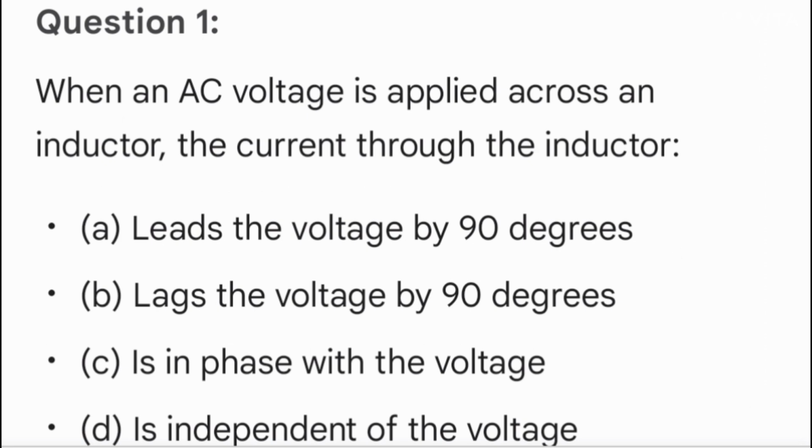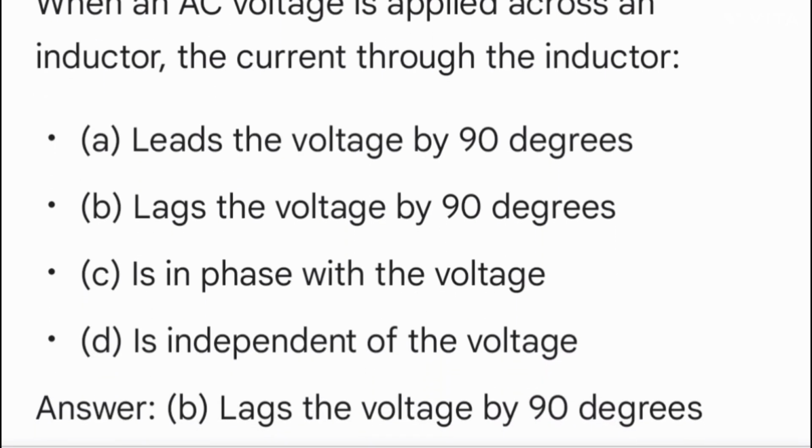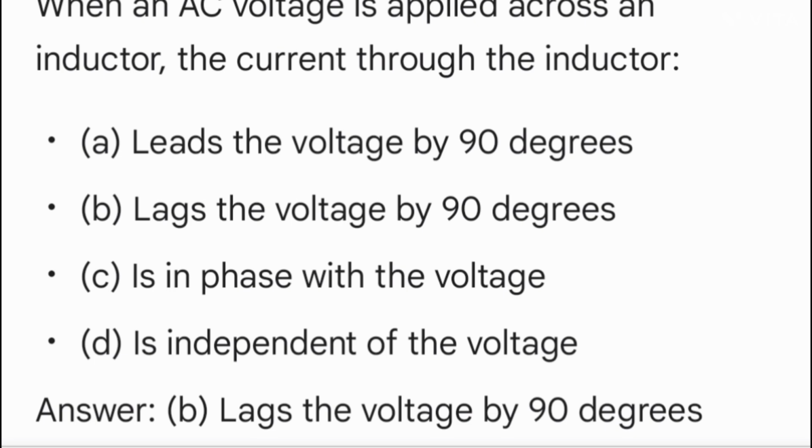AC voltage applied to an inductor. Objective questions. Question 1. When an AC voltage is applied across an inductor, the current through the inductor A. leads the voltage by 90 degrees, B. lags the voltage by 90 degrees, C. is in phase with the voltage, D. is independent of the voltage. Answer: B. lags the voltage by 90 degrees.